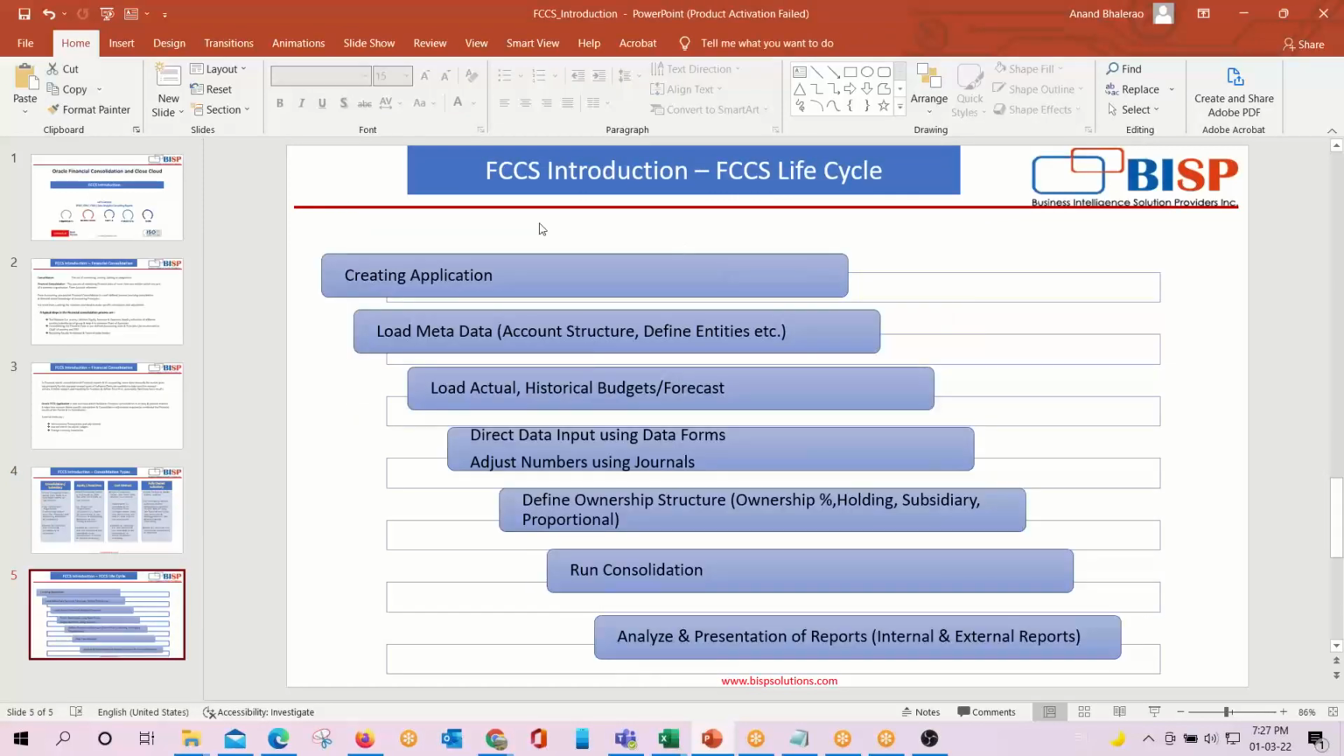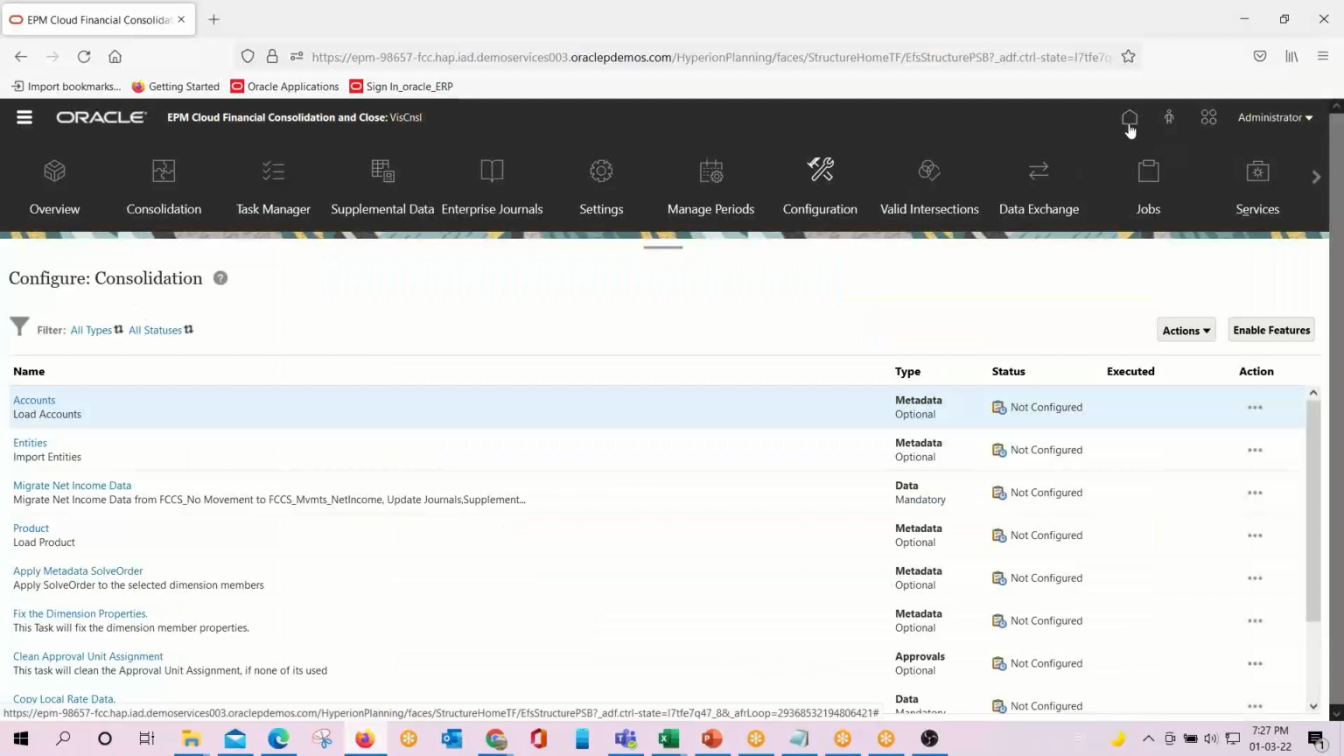In the next step, from the application perspective, we will see a typical FCCS life cycle of an application. So let me show you the application.